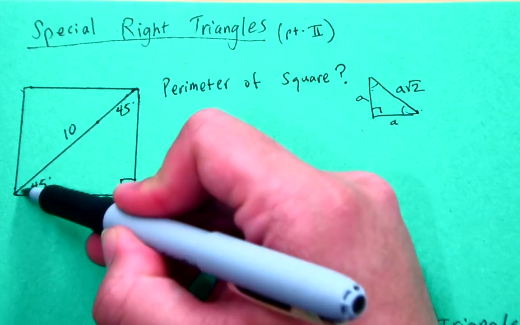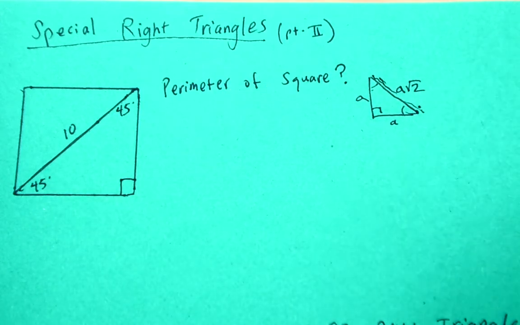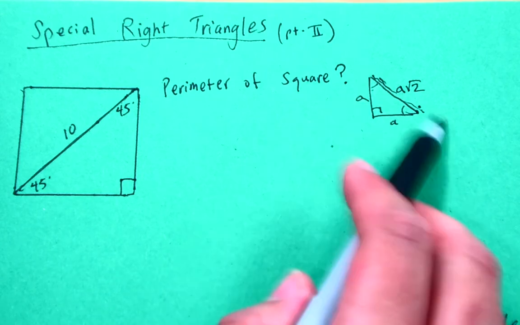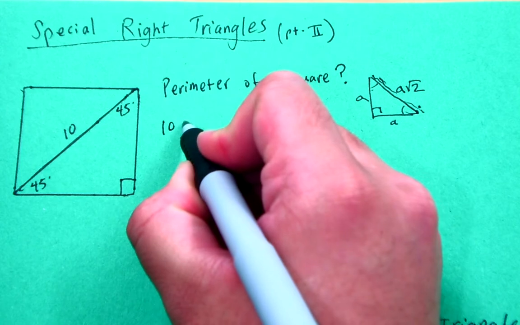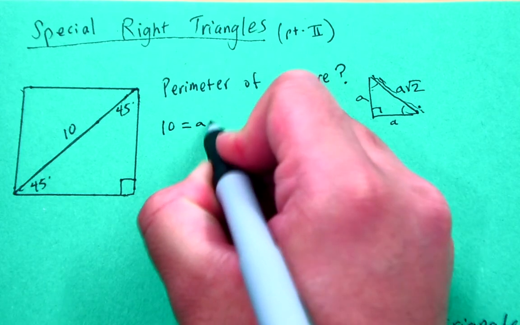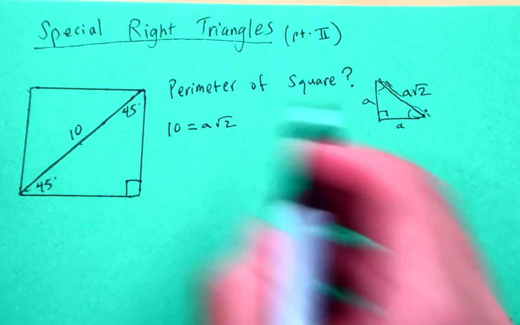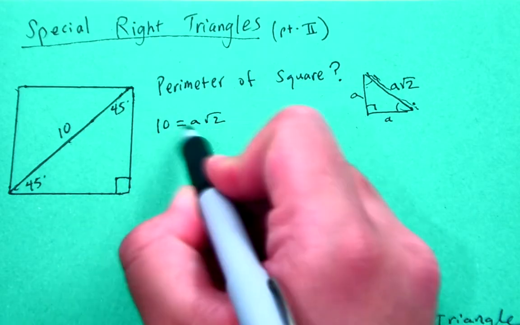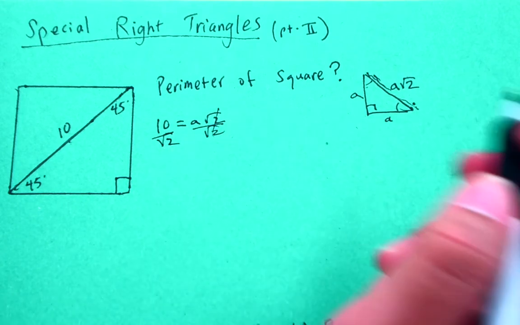So the 10 that we're given corresponds to a times the root of 2 in terms of the diagonal, the length, the hypotenuse of the right triangle. So in a sense, we could say that 10 is equal to a root 2 if we're trying to scale together this shape and the original shape. So quickly you can see that the actual side length a would just be 10 over the root of 2.